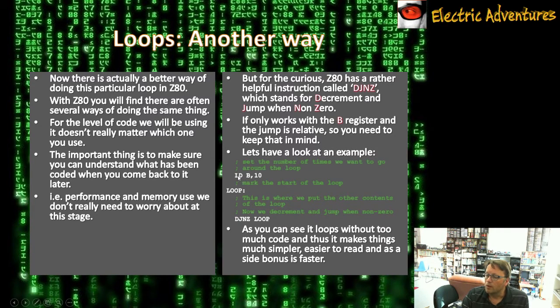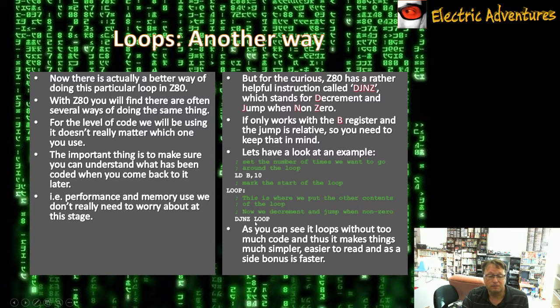Right, so like before, we set B to the number of times we want to go around the loop. We set our loop label, but this time there's nothing inside the loop. We could put more code in, of course, but this time DJNZ will decrement B and then jump if B is non-zero round to loop. It only works on the B register, and then we can put whatever code we want here. And once again, it's simplified, so it's made it easier to read.